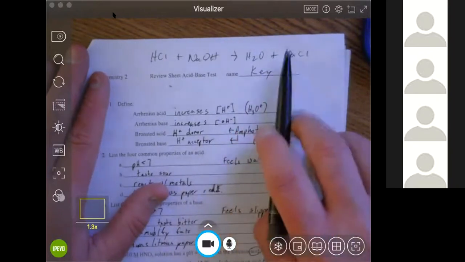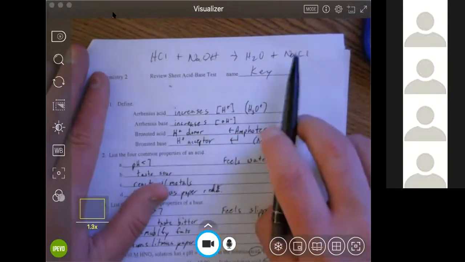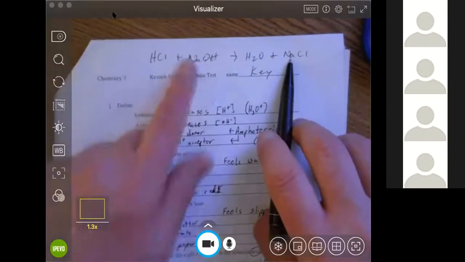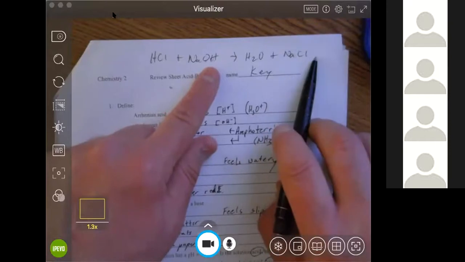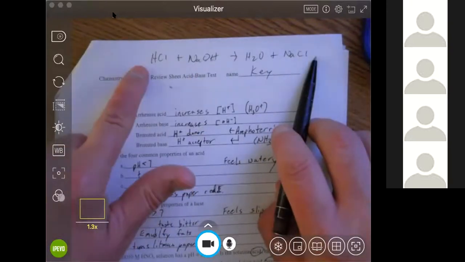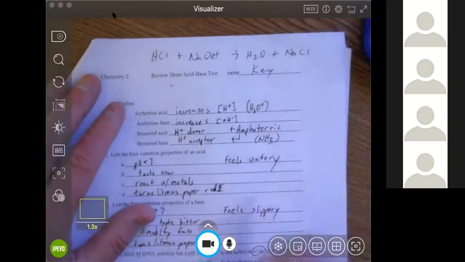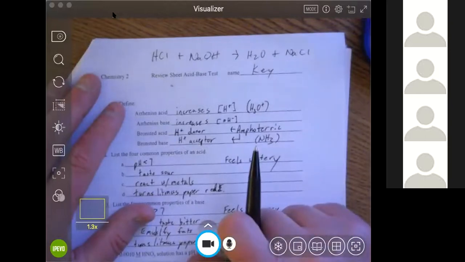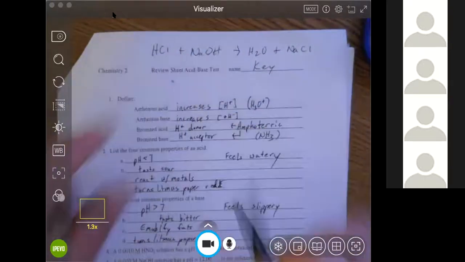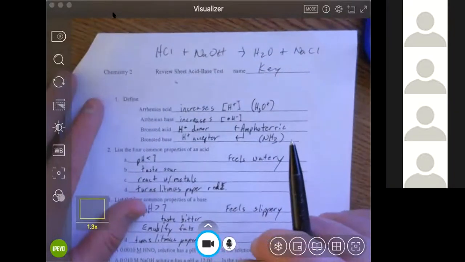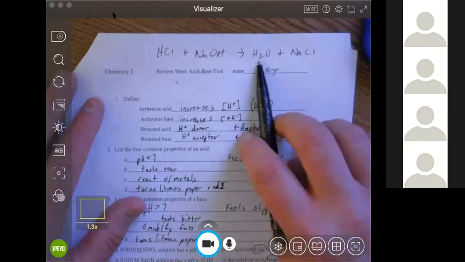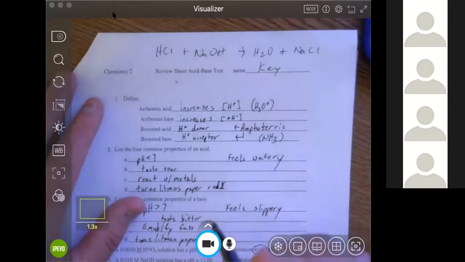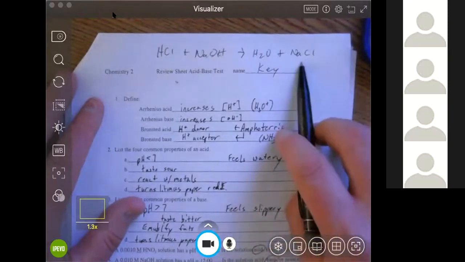If this were not +1 and -1, let's say this is +2, like in the case of barium hydroxide, then we would put Ba here and Cl2. Then we would need to balance the HCl. So it's a double displacement reaction from last semester. Okay, so it's always double displacement. Yes. You want one thing to form known as water. And the other thing is an ionic salt.